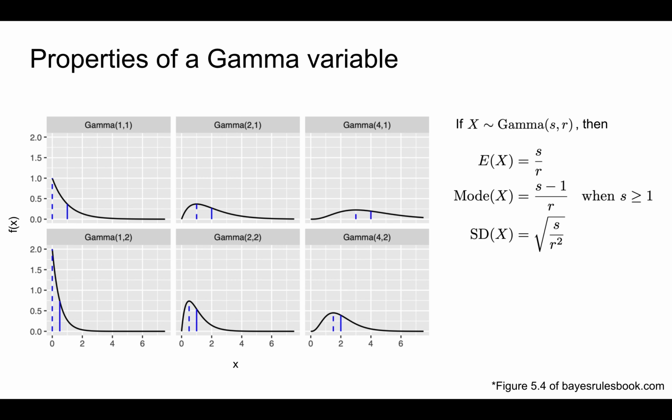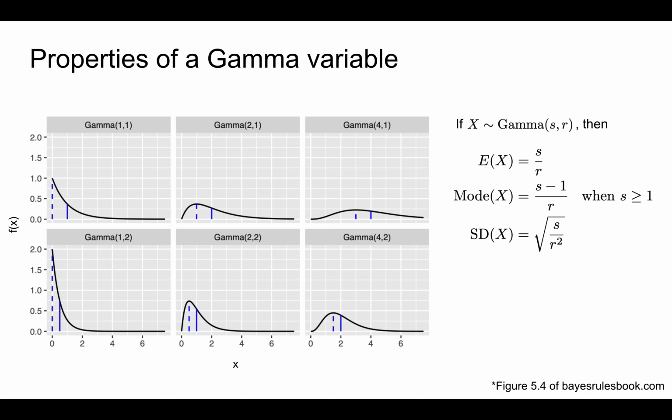Finally, we can measure the variability of a gamma model using the standard deviation equation here. These formulas confirm our observations from the previous slide, that since the gamma model is right skewed, the mean value will always exceed the mode. Further, the smaller the s is in relation to r, the smaller the typical gamma outcome, and the smaller the variability in outcomes.